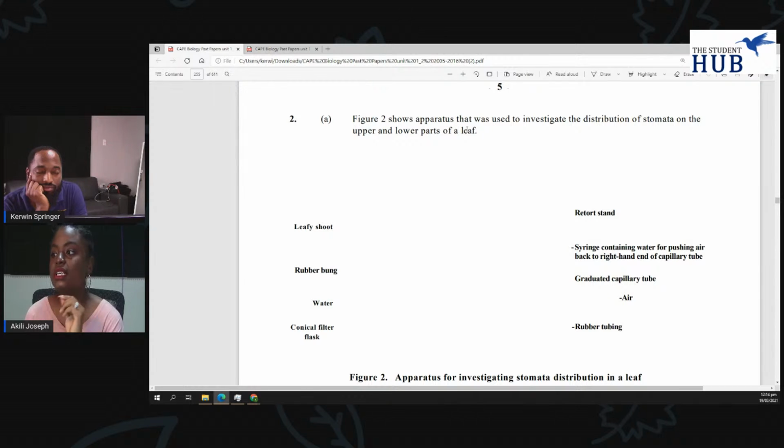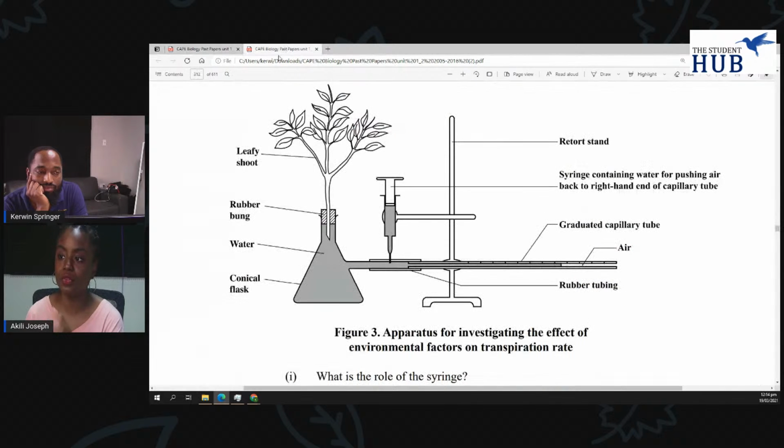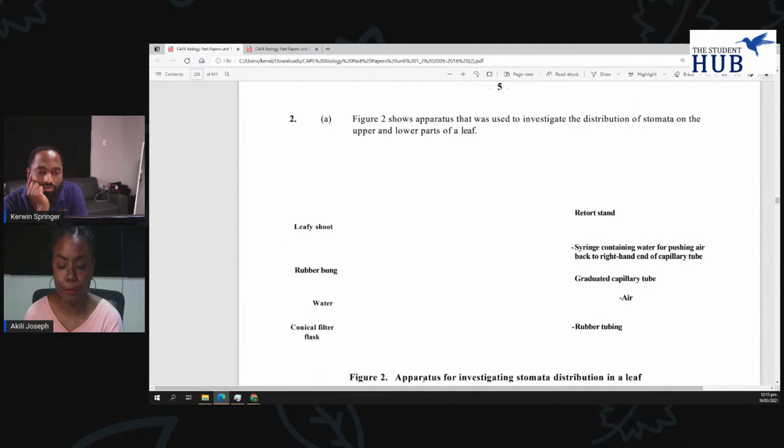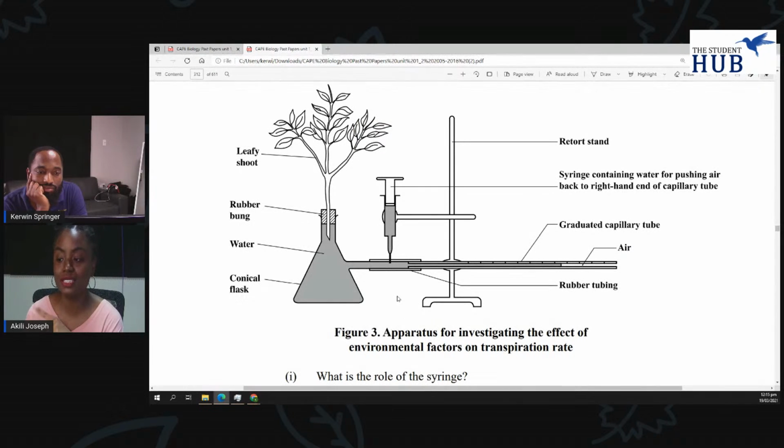Figure 2 shows apparatus that was used to investigate the distribution of stomata on the upper and lower parts of a leaf. And then they gave you the diagram, which should look like this, right? As I said, this is the diagram from the 2011 paper, but it's this exact same diagram. Let's look at the caption here. The caption for the image is figure 2, apparatus for investigating stomata distribution in a leaf. However, they use the same diagram for a different experiment the following year, saying apparatus for investigating the effect of environmental factors on transpiration rate.